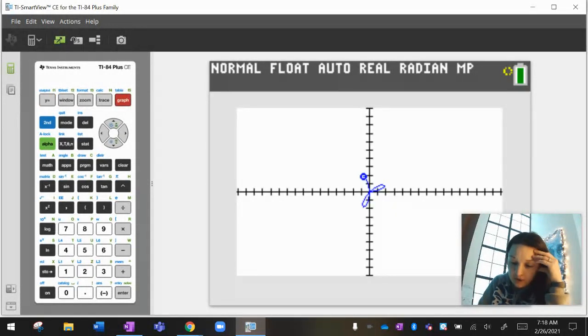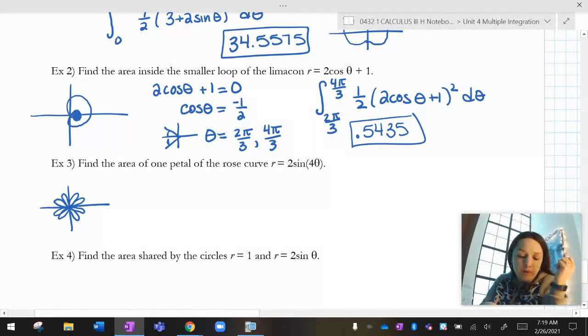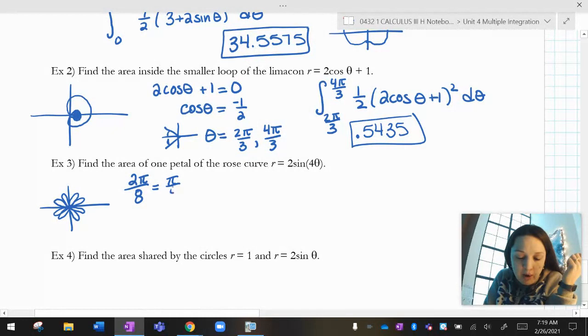So when I hit graph, it does start at the origin. So I'm realizing that if I want one petal, I'm just going to say, well, I'm not great at drawing these here. There's one in there, and then there's one there, and one there, and one there. Yeah, good enough. If I want the area of one petal, I'm just going to take 2 pi divided by 8, which is pi over 4, and I know the interval for each petal has a width of pi over 4.